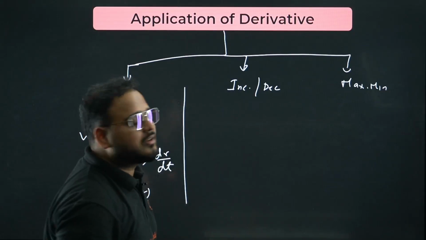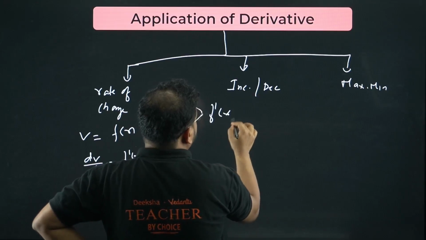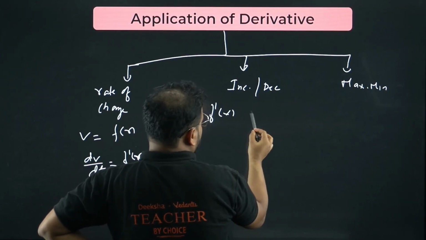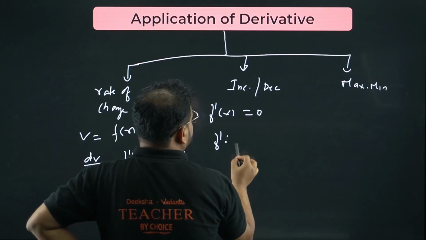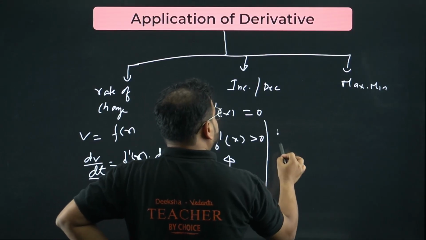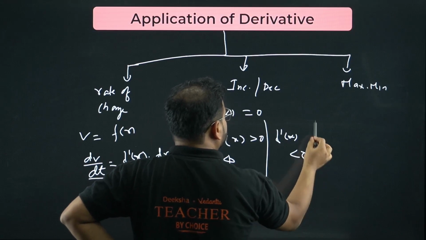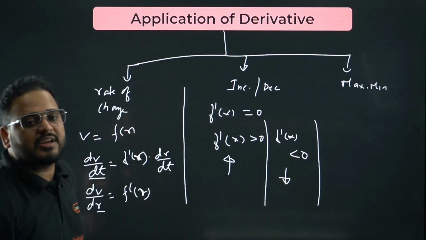Increasing decreasing function: find the derivative of the function and put it equal to 0 to get the critical points. Whenever the derivative is more than 0, we call the function increasing in nature. Less than 0, we call the function decreasing in nature.